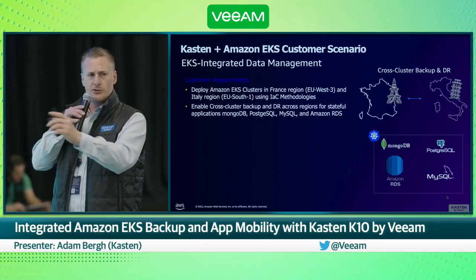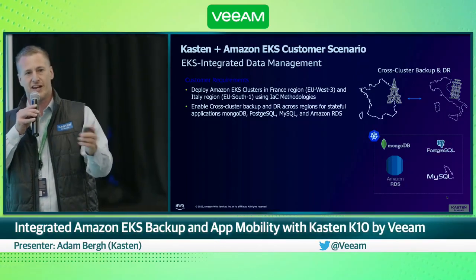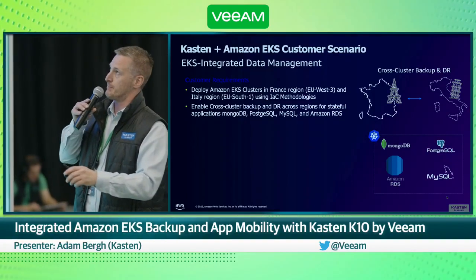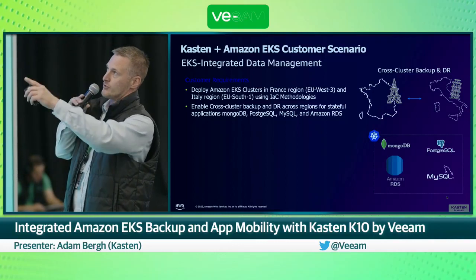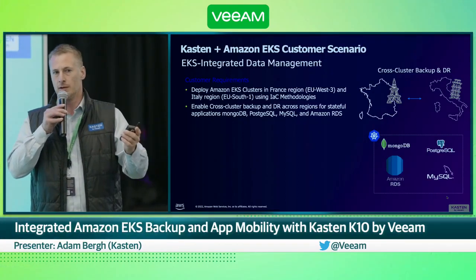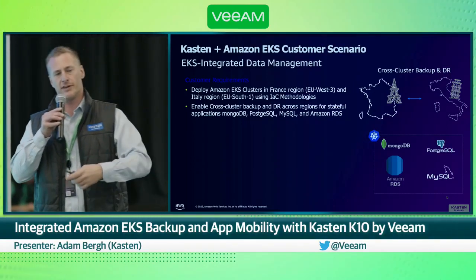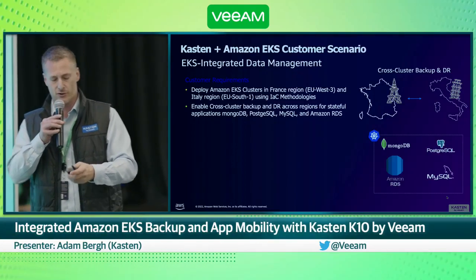They needed to be able to do cross-region and cross-cluster backup and DR. So they wanted to make sure that each site was the failover site for each other. They also had a need to move applications on a regular basis between these. But they were also running some complex databases inside of Kubernetes like Postgres, Mongo, MySQL, and also Amazon RDS, which is an actual external database to Kubernetes, right? So that's another challenge. How do I make sure that I'm protecting that data that maybe is outside of Kubernetes, that's linked to my apps inside of Kubernetes?